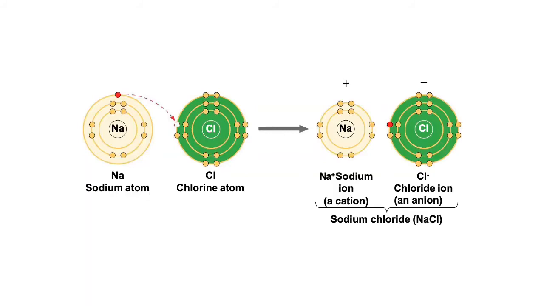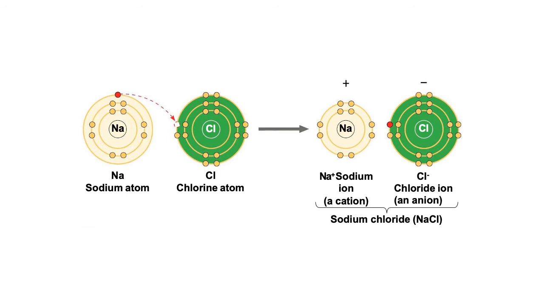Okay, so sodium only has one electron in its valence shell, and sodium would be more stable if it had that second shell full and nothing in its outer shell. It'd rather have a full shell than that one little tiny electron hanging out on the outside. Chlorine wants one electron in its valence shell, and so chlorine will steal the electron from sodium.